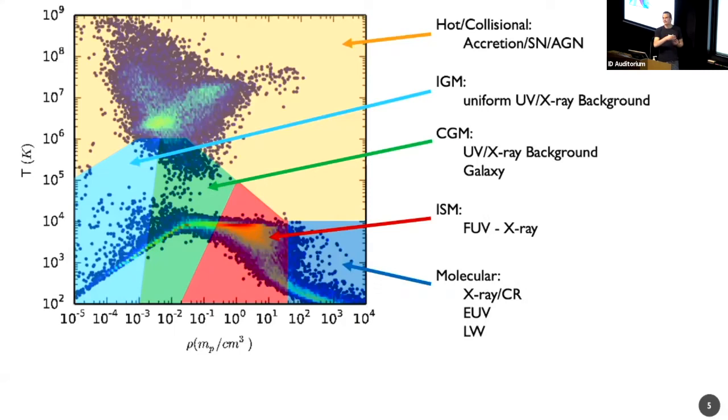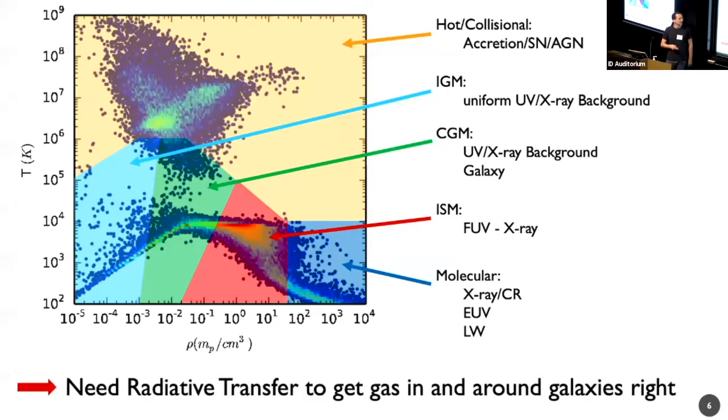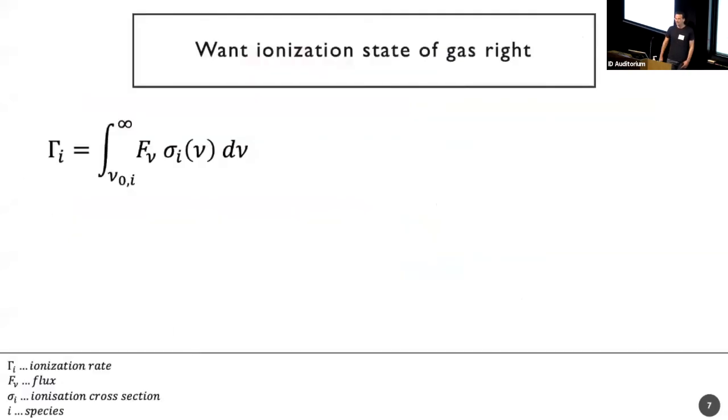X-rays and cosmic rays can penetrate much deeper into molecular clouds than the UV radiation. So all of these different radiation effects point clearly towards that we need a proper treatment of the radiation field and radiative transfer in order to get the ionization of our gas correct. So considering we want to get the ionizations right, it's a fairly simple equation.